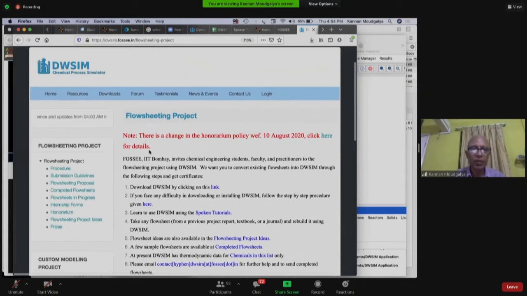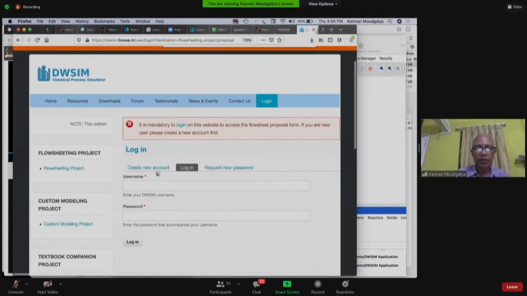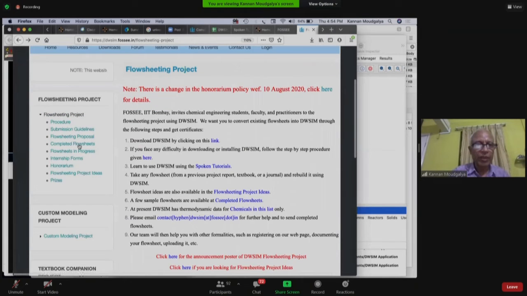So the details are here: a brief summary of the flow sheeting project, and then the flow sheeting proposal, what is expected. Of course, if you want to make a proposal, you have to log in. And this is a different project. FOSSEE and Spoken Tutorial are different projects. So you have to log into this. Historically, we maintain two different websites and we have not integrated them, so you need two logins. You have to register a username and password. You can log in and you can make your proposal. Okay. And I will show you some of the completed flow sheets.